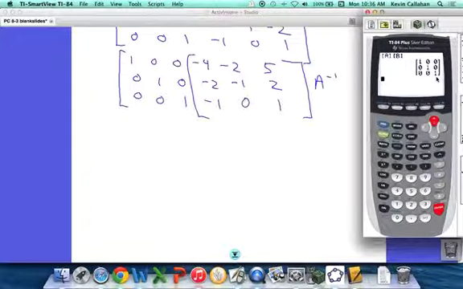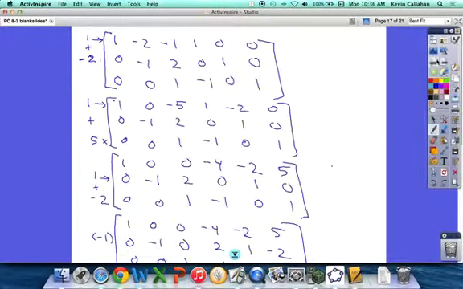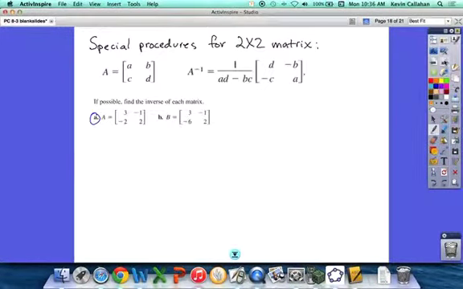Now, let me see what's next. The next thing we do here is learn special procedures that we're supposed to know for a 2 by 2 matrix only, which are simple and not easily done on a 3 by 3. And the truth is, nobody does row operations to do this stuff. What they do is put it in their calculator, like we already did.